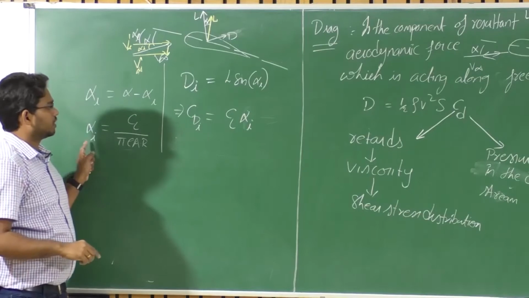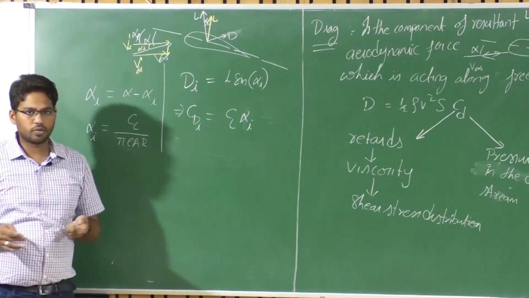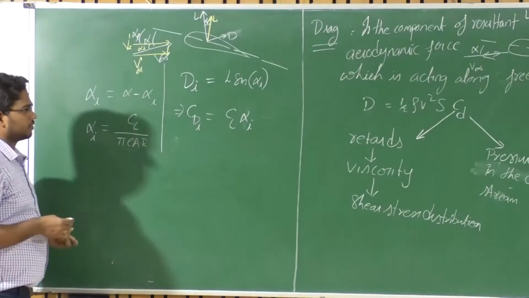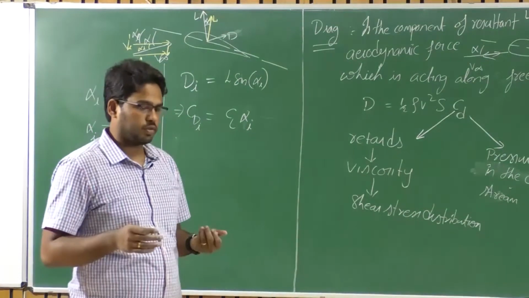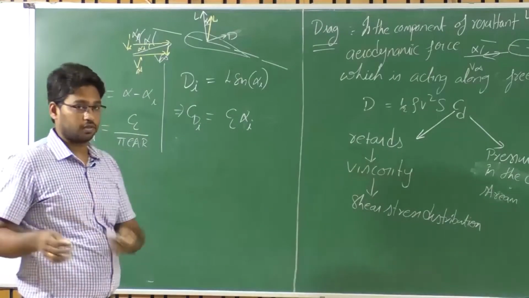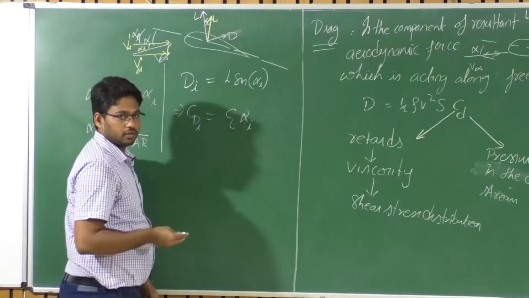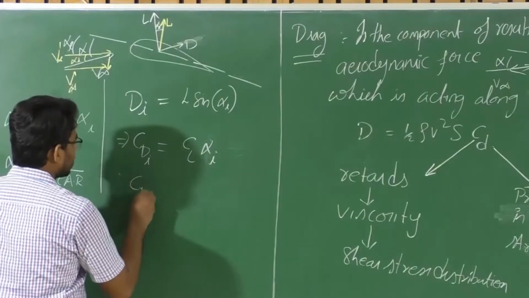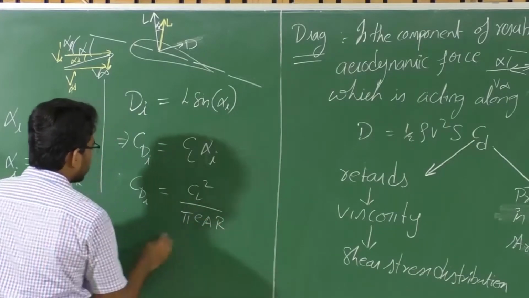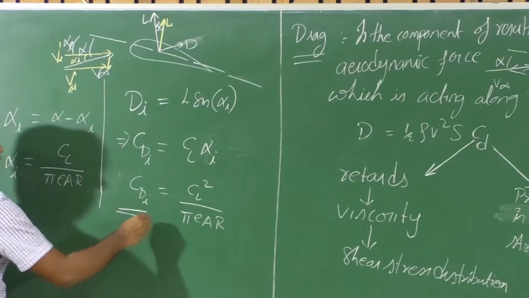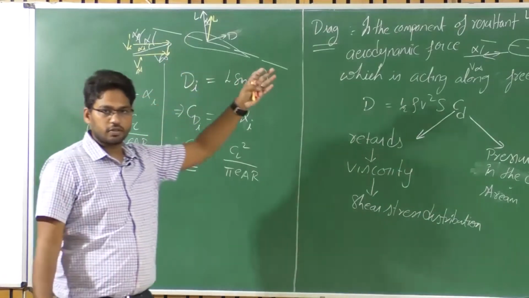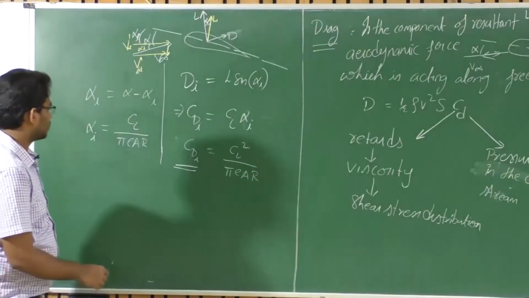This is at the wing. If you consider the downstream, this is two times alpha I. We will talk about that when we deal with stability aspects, during the second semester, when we are talking about flight stability and control. So CDI is equal to CL squared upon pi E AR. So in addition we have induced drag, which is due to the upwash and downwash effects near the wing.